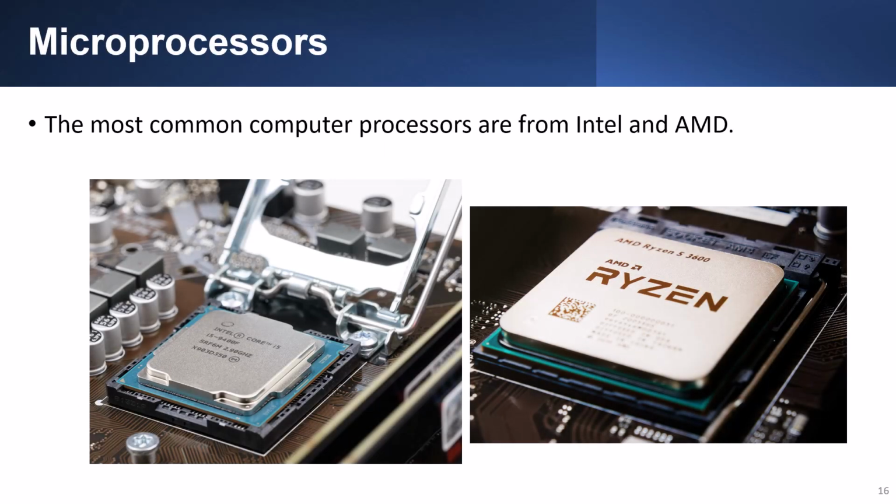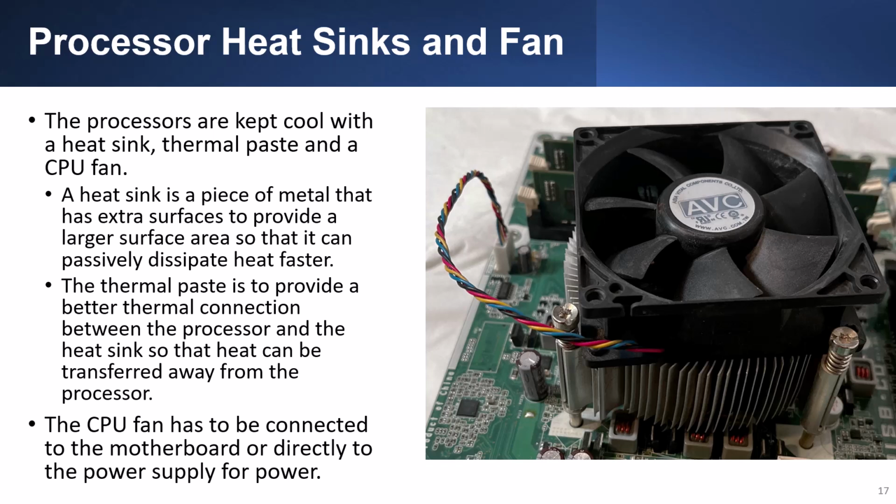The most common processors are from Intel and AMD. The processors are kept cool with a heatsink, thermal paste, and a CPU fan. A heatsink is a piece of metal that has extra surfaces to provide a larger surface area so it can passively dissipate heat faster. The fan is an active solution that pulls and blows hot air off the processor. The CPU fan does require a power connection. The thermal paste is to provide a better thermal connection between the processor and the heatsink so that heat can be transferred away from the processor.